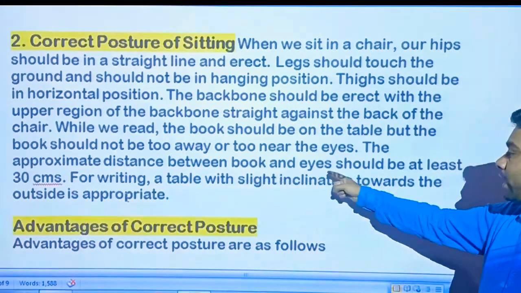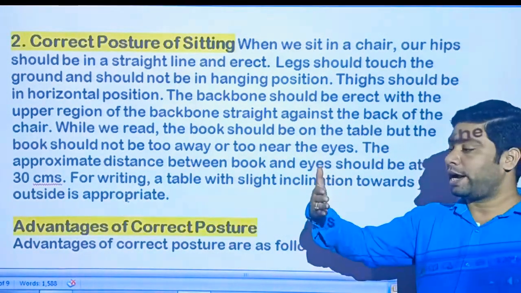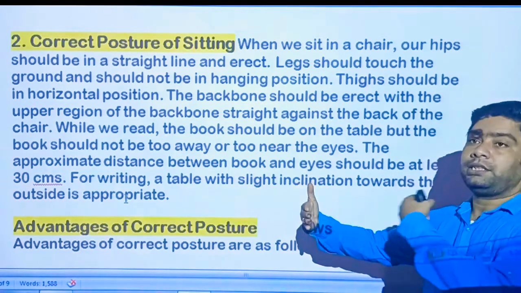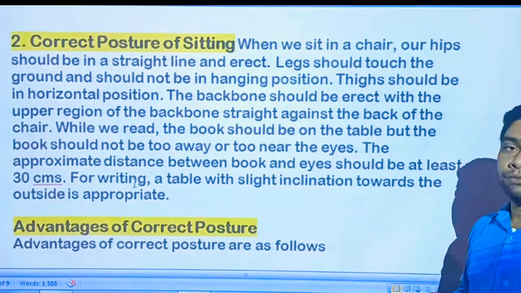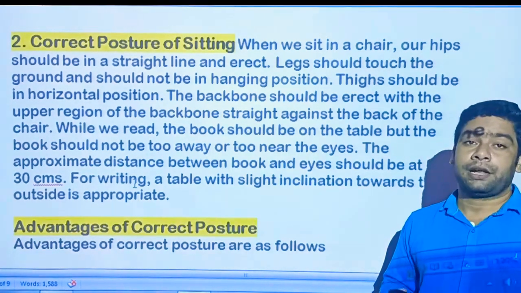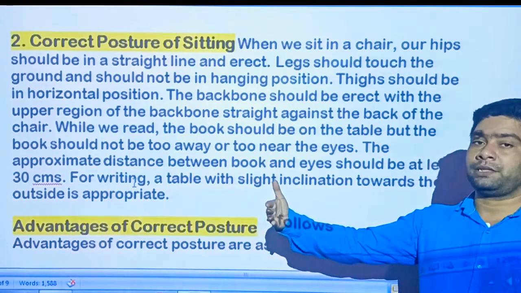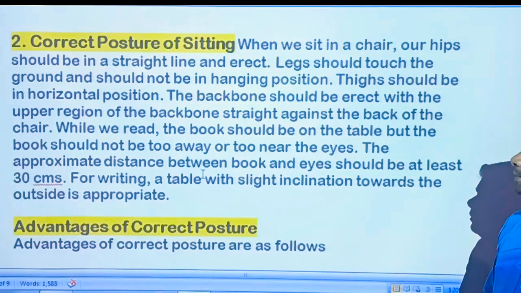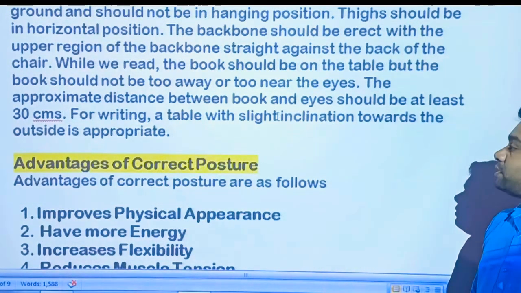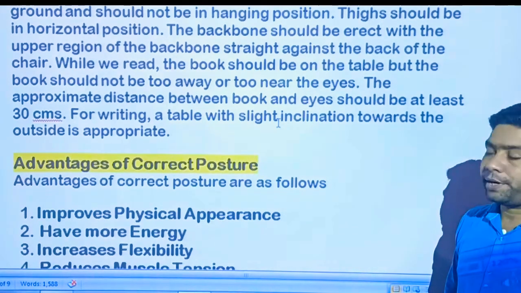And the gap between the book and the eye should be at least 30 centimeters. This is the gap between the book and the eyes, at least 30 centimeters. As you have a scale, just check once for yourself how much gap you have between your eyes and the book. Check it out. And a table with a slight inclination towards the outside is appropriate.